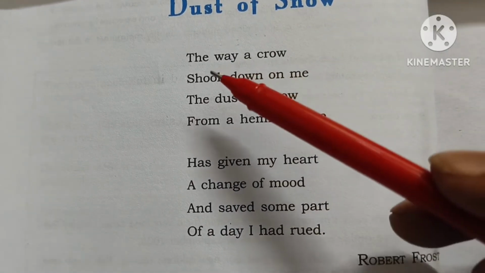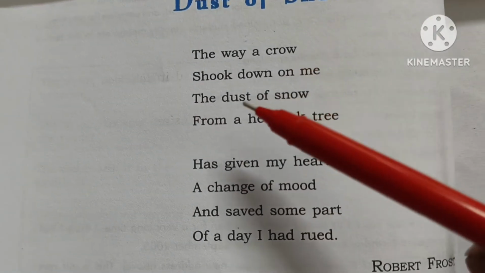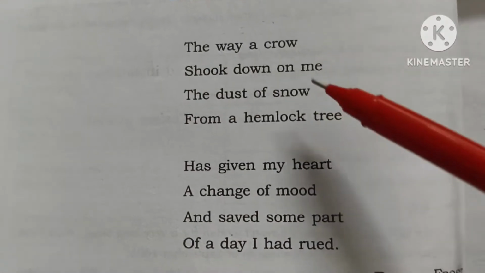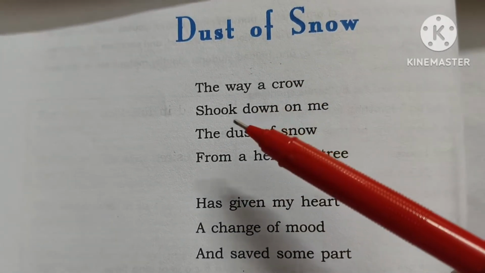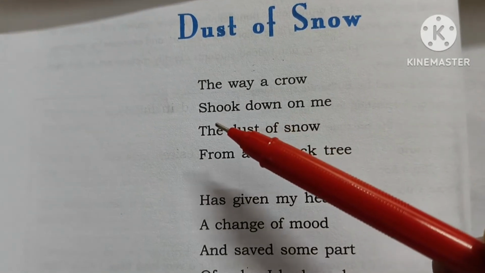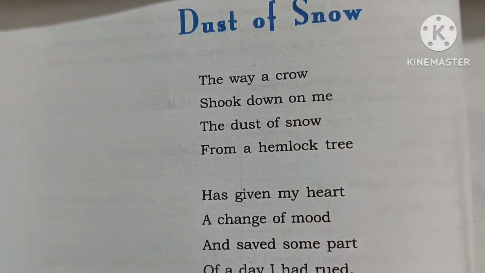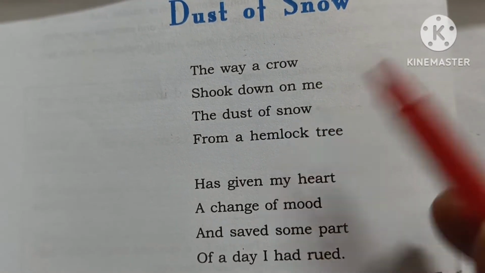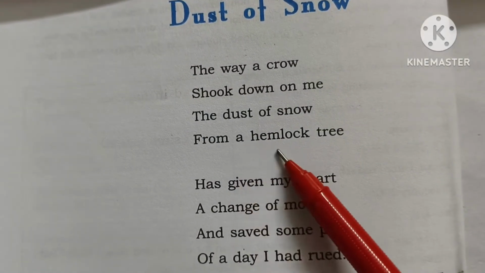Let me explain. The way a crow shook down on me the dust of snow from a hemlock tree. See, children, hard words. Shook is the past tense of the verb shake. Shake means to make movements. The dust of snow refers to the snowflakes, the particulate matter of snow, from a hemlock tree.